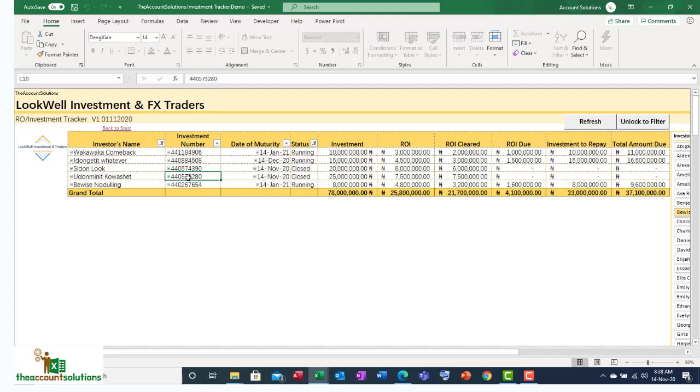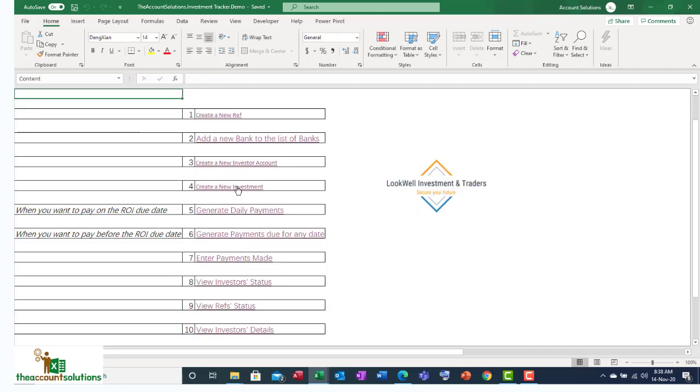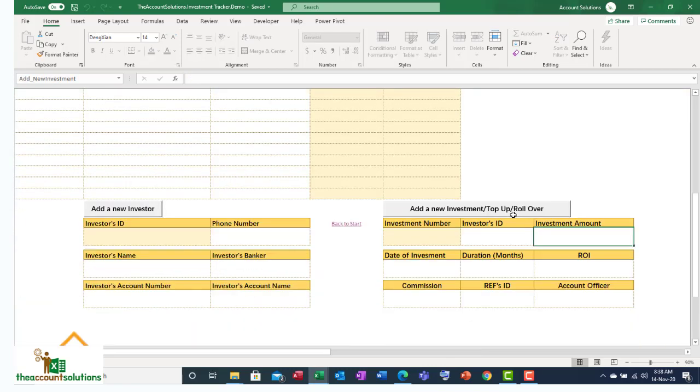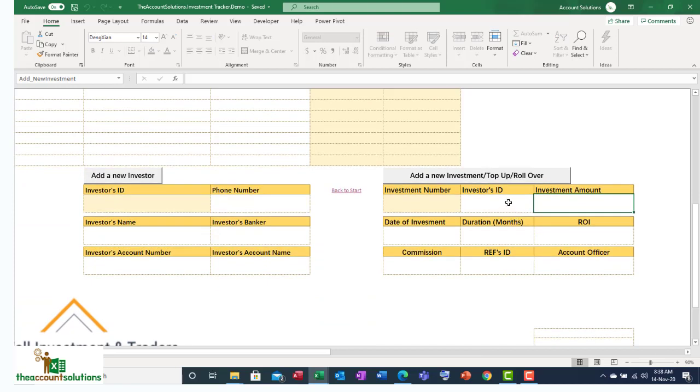So our interest now is on Sidon Luke, who reinvested the 20 million again. So what you need to do, you go back to start and you create a new investment. The rollover is a new investment.